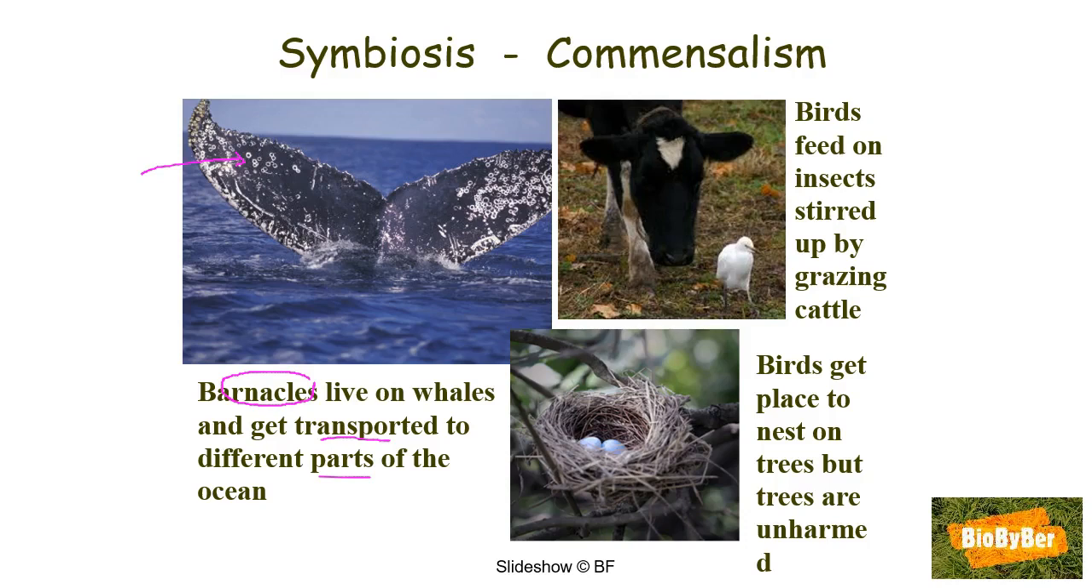In our ecosystem, birds will feed on the insects that are stirred up by the grazing cattle. The birds cause no harm to the cattle. So they live in a symbiotic relationship where the birds are benefiting and the other organism is not being harmed. The most useful example here, which we can make use of in our practical work, is the idea that birds get a place to nest on the trees but the trees are not actually harmed. An example of a symbiotic relationship where one organism benefits but the other isn't harmed.